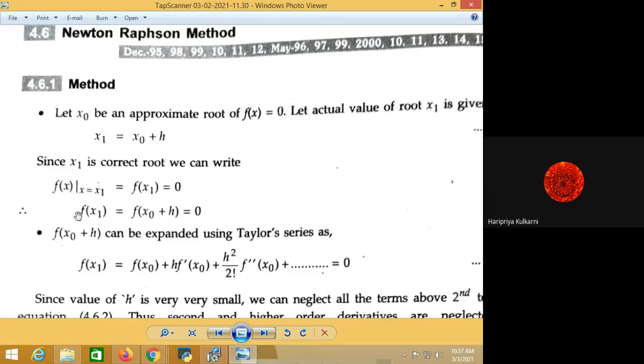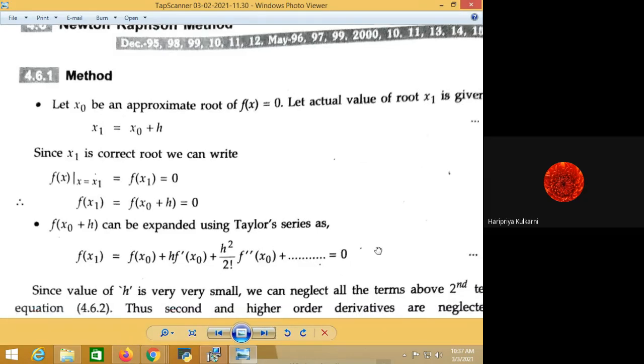Okay, now if I try to expand this equation with the help of the Taylor series, then how will you expand it? f of x0 plus h into f dash of x0 plus h square upon 2 factorial f double dash of x0 plus h cube upon 3 factorial f triple dash of x0, and so on. Okay, so this is a standard Taylor series expansion and you have to equate it to 0 because this is the root of an equation.